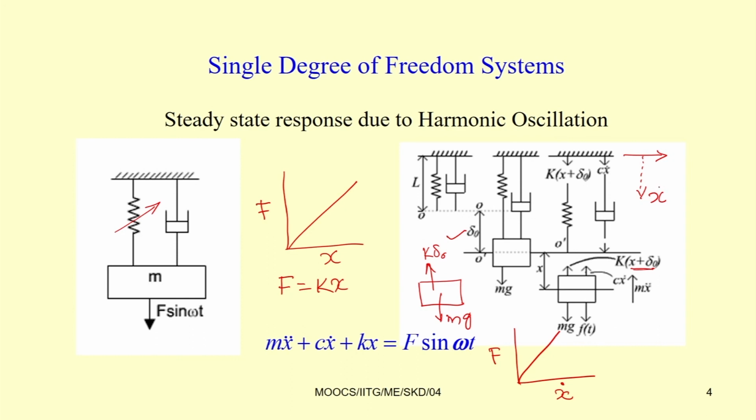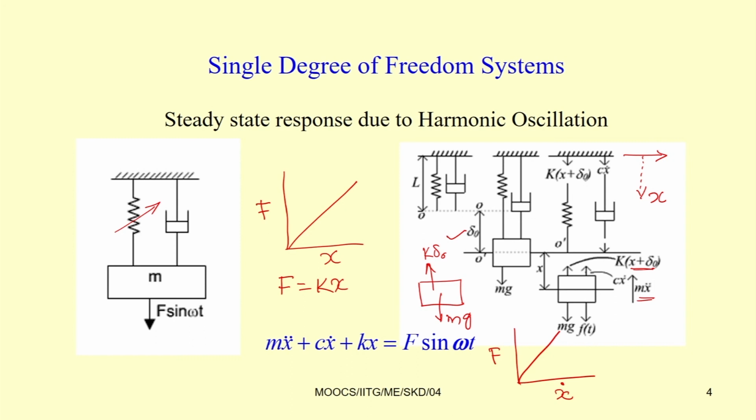Now the displacement of this mass equals x plus delta 0. The spring force equals k times x plus delta 0, and the damping force equals C x dot, as delta 0 is a constant, so its differentiation equals 0. So, the damping force equals C x dot and the spring force equals k times x plus delta 0. Now the inertia force equals m x double dot.